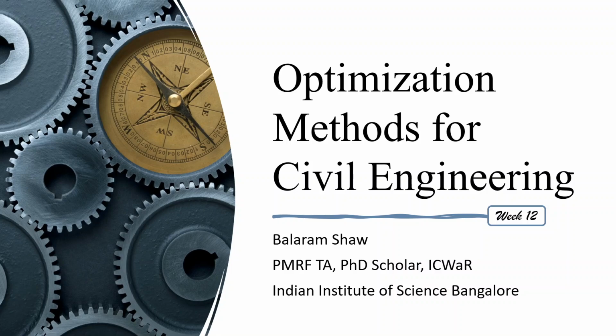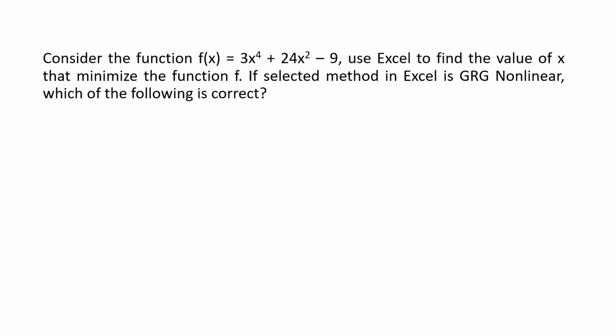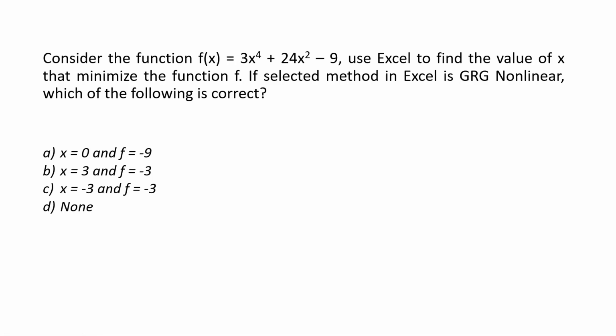So let's start with some assignment questions. The first assignment question is this: consider the function f(x) = 3x^4 + 24x^2 - 9, and we will use Excel to find the value of x that minimizes the function f, if the selected method in Excel is GRG Nonlinear. This GRG nonlinear stands for generalized reduced gradient. So here we are using gradient information, but for nonlinear functions in Excel, to optimize the function. Optimize here means they are asking to minimize the function. So we'll minimize the function, and from that the question is which of the following is correct.